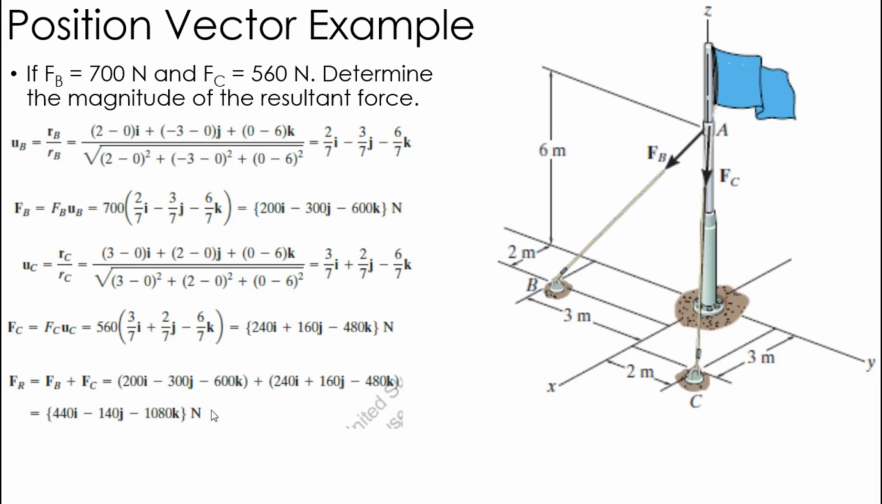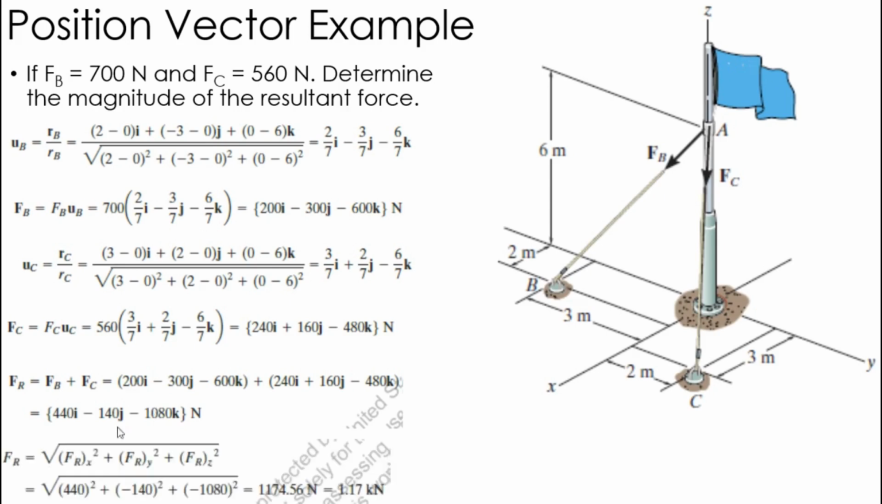Then to find the magnitude, I just take the square root of the sum of the squares. So 440 squared plus 140 squared plus 1080 squared, and I get 1175 newtons, or 1.17 kilonewtons.